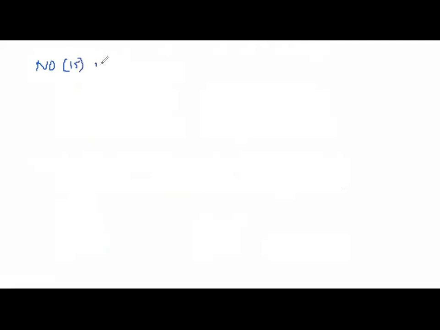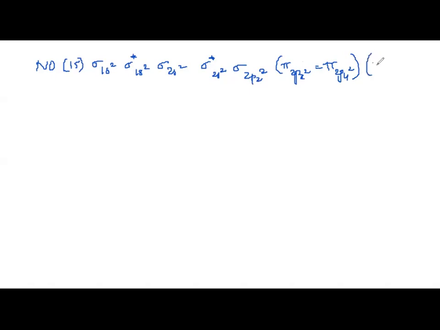Write the configuration. Sigma 1s2, sigma star 1s2, sigma 2s2, sigma star 2s2. Since nitrogen and oxygen are there, sigma 2pz2 comes first. Then pi 2px2 equal to pi 2py2. Then comes what? Count the electrons: 2, 4, 6, 8, 10, 12, 14. I want 15. Next comes pi star 2px equal to pi star 2py, and I need 2 more electrons, so 1 here, 1 here. Write the configuration like this. This is the first question.